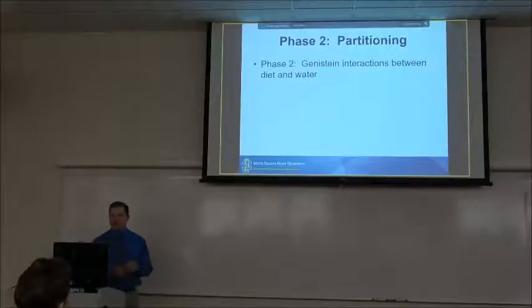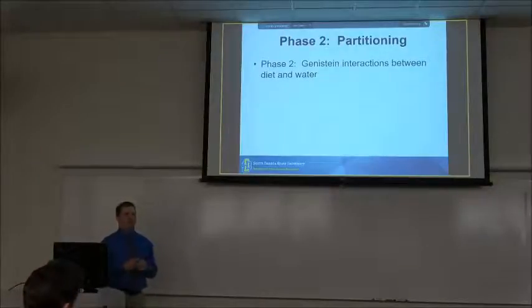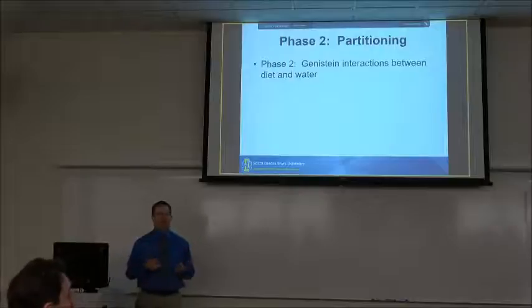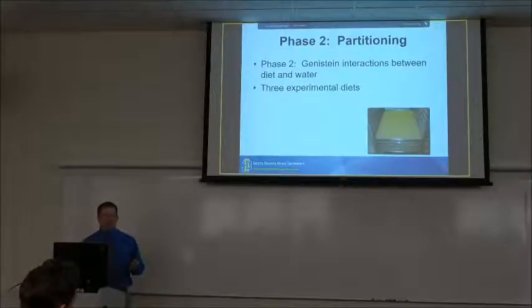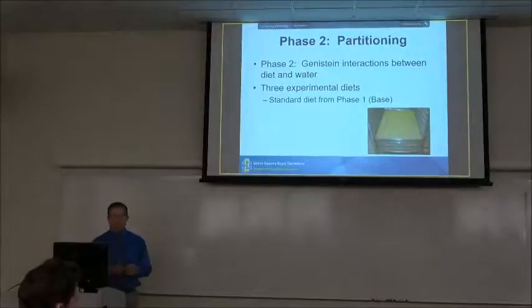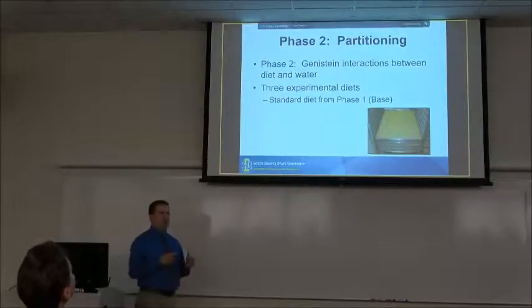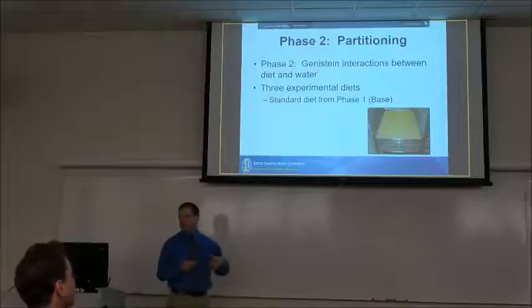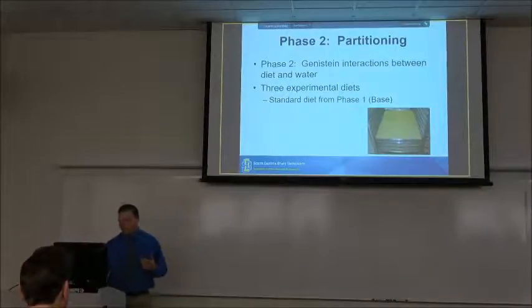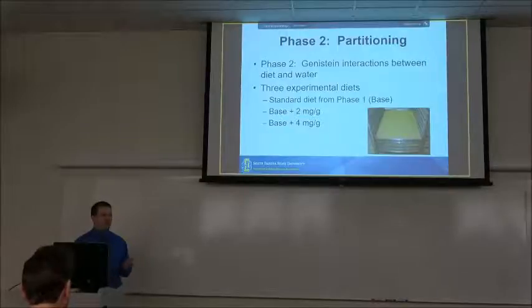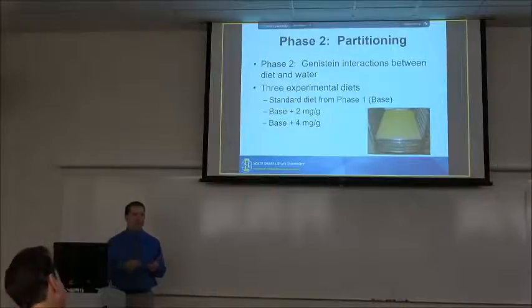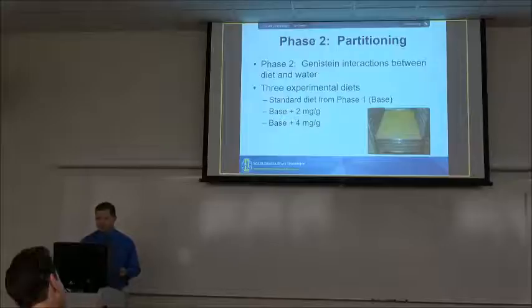So for phase 2, we look at what happens to the genistein found in the diets when it is included within the water. There'll be 3 experimental diets we'll be looking at. The first one will be a standard rainbow trout aquaculture diet that we will produce within phase 1, and we'll call this our base diet. And from that, we'll use increasing levels of genistein, included at 2 and 4 milligrams of genistein per gram of feed.